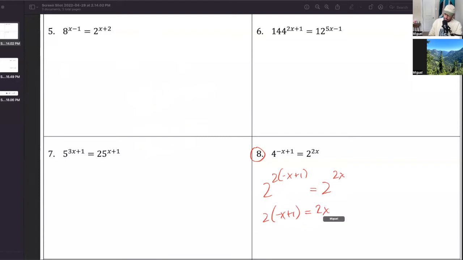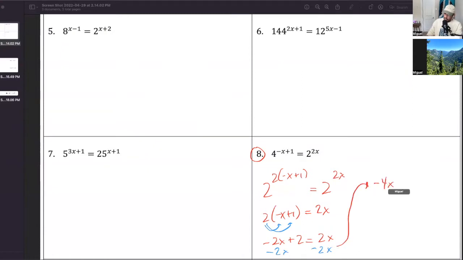And let's go ahead and distribute the 2 on the left here to both values in the parentheses. And I get negative 2x plus 2 is equal to 2x. All right, let me go ahead and subtract the 2x to the other side. And be very careful with this because this is going to be tricky.